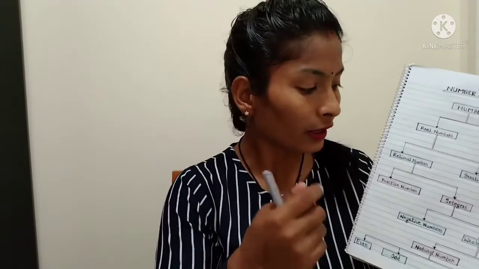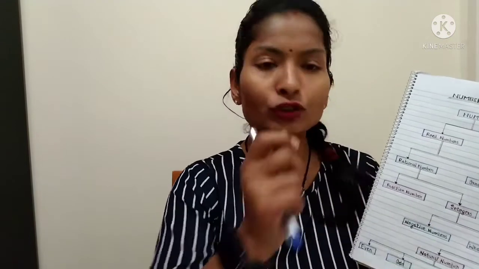Next, when we combine rational numbers and irrational numbers, we get real numbers. So real numbers are the combination of all these numbers, or we can say that real numbers are the combination of rational and irrational numbers. So here we can say that natural numbers are also real numbers. Whole numbers are also real numbers. Prime numbers are also whole numbers. So real numbers are the combination of all these numbers.